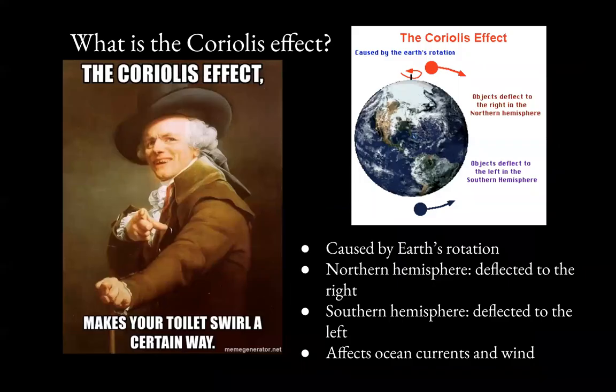So, what is the Coriolis effect? The Coriolis effect is caused by the Earth's rotation. It causes objects north of the equator to be deflected to the right and objects south of the equator to be deflected to the left. This affects ocean currents and wind.